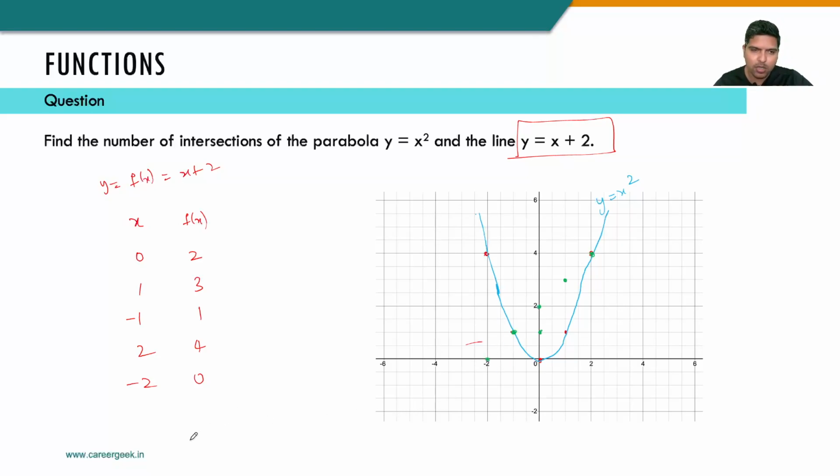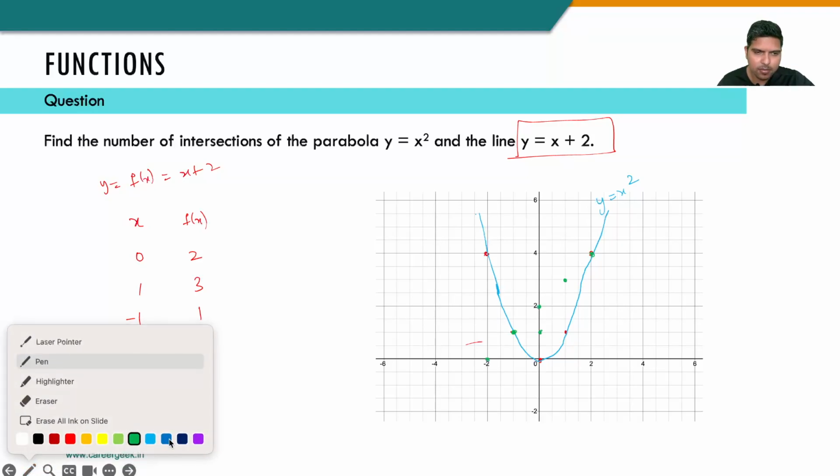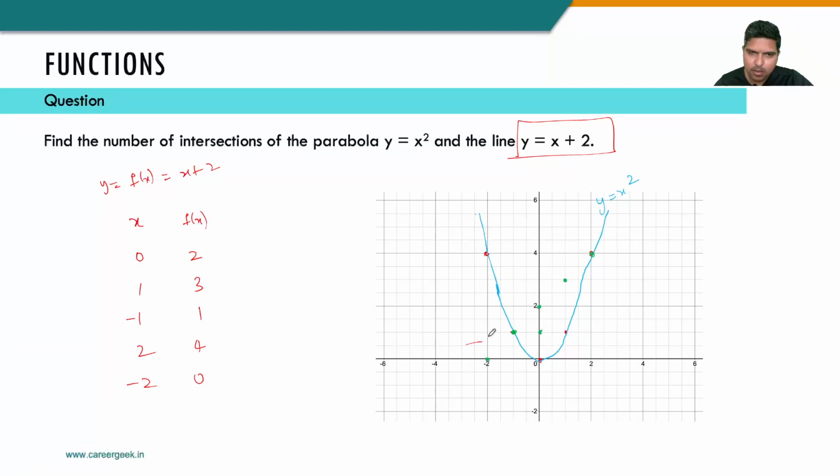If I have to draw this graph, the graph would look something like this. It's a straight line, right? So this is the graph y equals x plus 2. By taking some x values, you find the f of x and get the point.